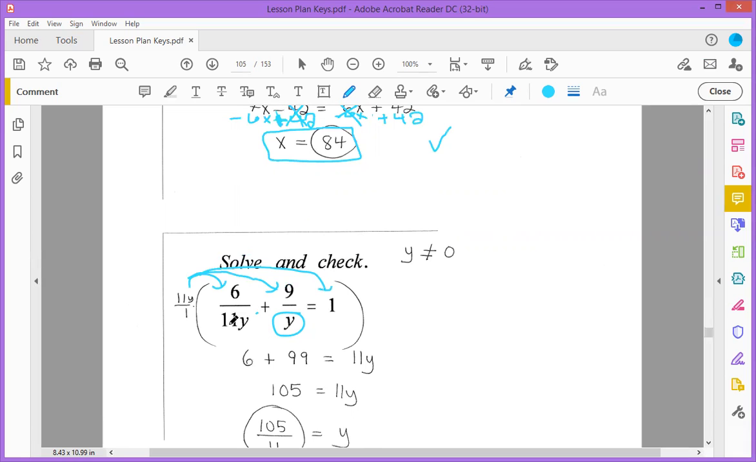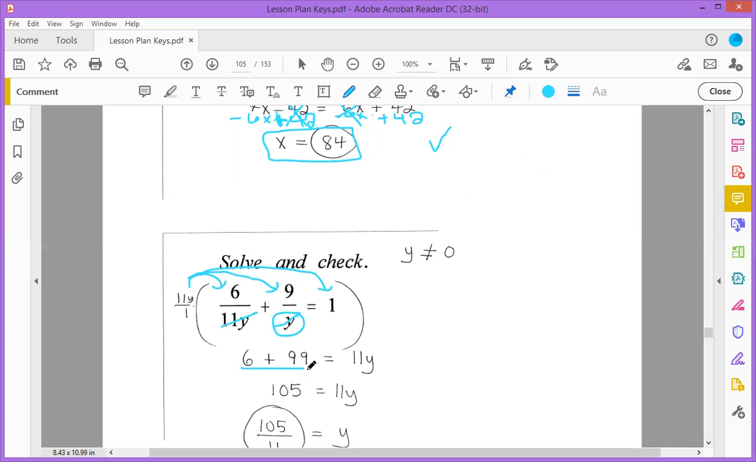When we multiply 6 divided by 11y by 11y, the 11y's will cancel, leaving 6. Plus, when we multiply 11y times 9 divided by y, the y's are going to cancel, and that'll leave 9 times 11, which gives us 99. Carry down your 99, carry down your equal sign, and on the right side, 11y times 1 leaves us with 11y.